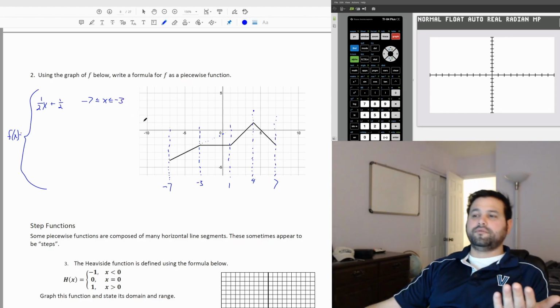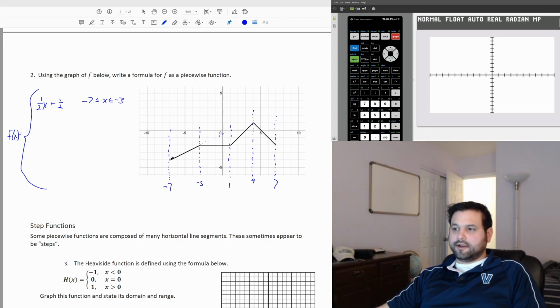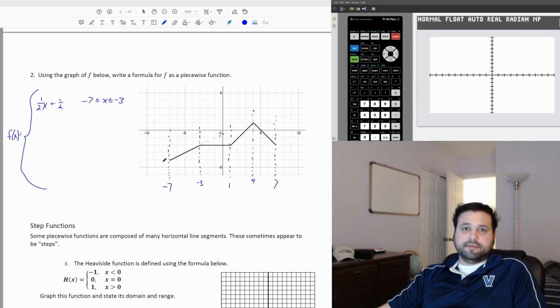So I've included both of those. Why have I included both of those? I don't see an open circle. I don't see arrows. And I've never used them before. So I'm good to go to include both of them.